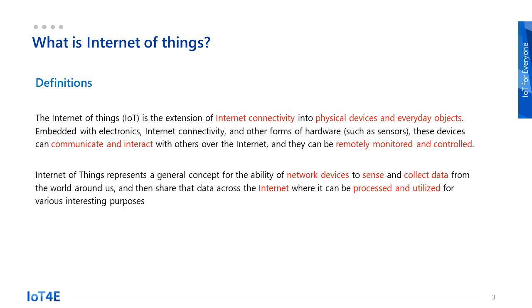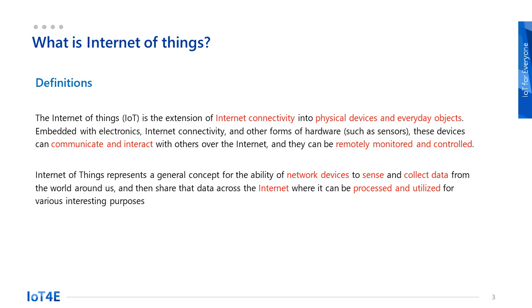In this lesson, we will have a brief introduction to Internet of Things and we will try to understand what the Internet of Things is. There are multiple definitions for Internet of Things. Let's go through a few of these definitions, and as we look through them, pay attention to the keywords marked in red. The Internet of Things is the extension of Internet connectivity into physical devices and everyday objects.